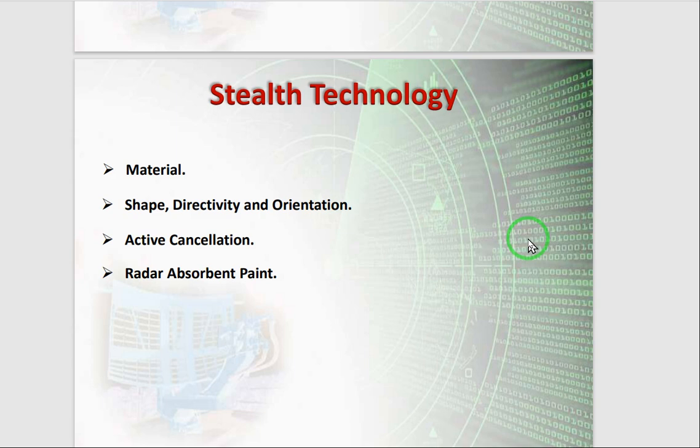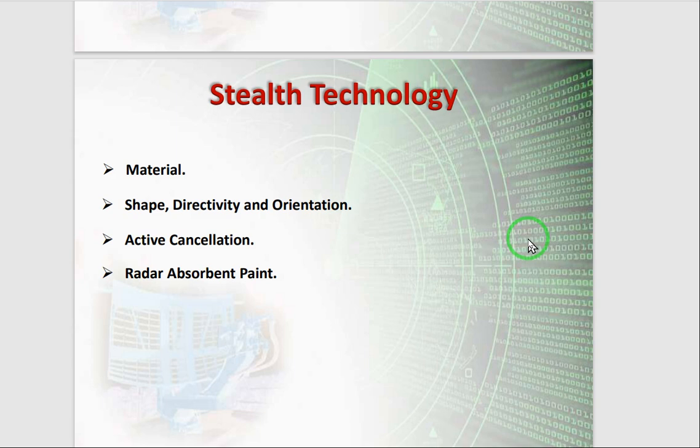Second is the shape of the stealth aircraft, directivity and orientation. It also has the transmission system, so the transmission directivity and orientation are also important in stealth technology. Third is the active cancellation, so it should have an active noise cancellation system.